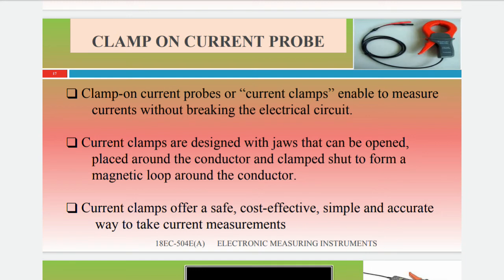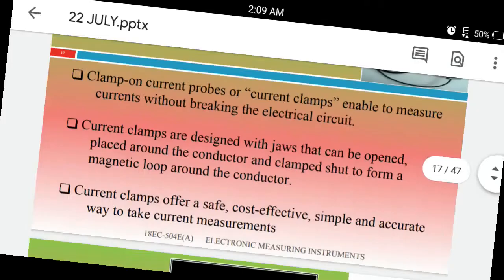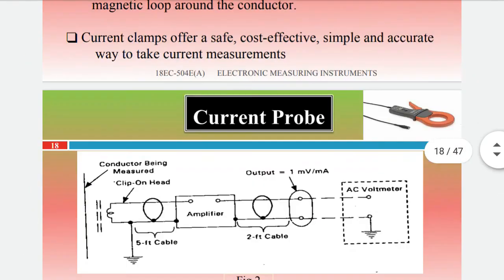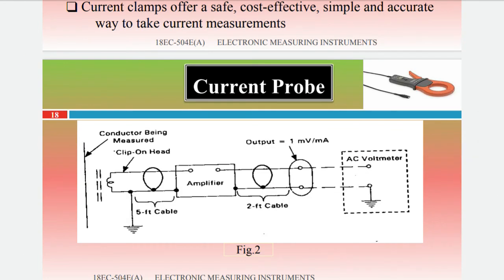Okay, so now the current probe. Here you can see the diagram. There is a conductor and a clip-on head, a 5 feet cable and amplifier, and a 2 feet cable, and there is one AC voltmeter.